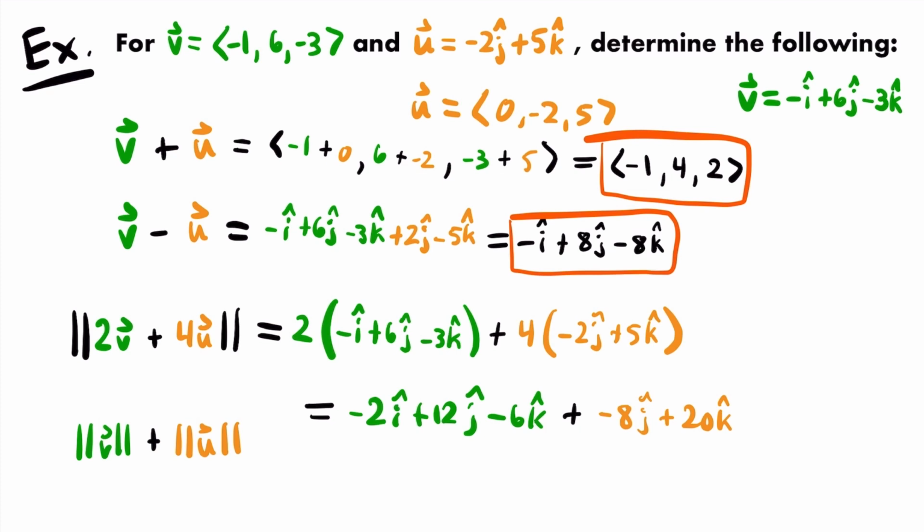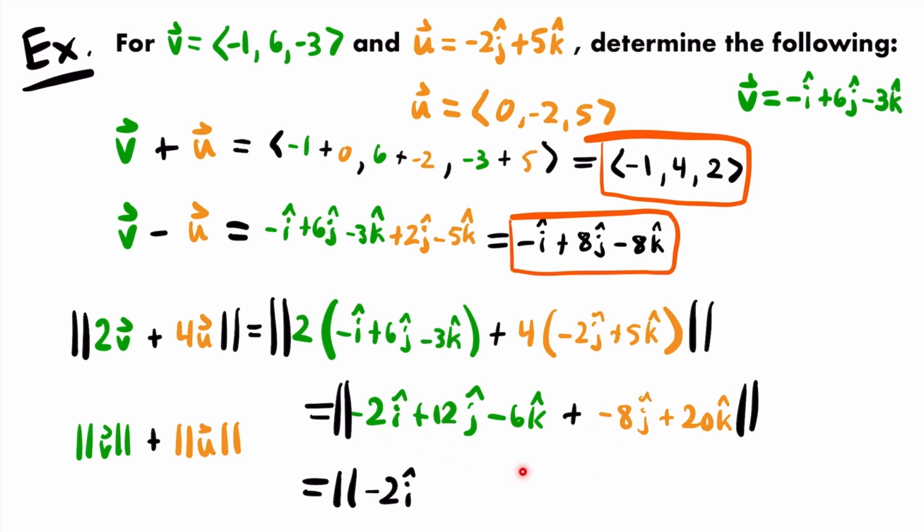Okay, so now we just need to add our like components, and I just realized that I forgot to write our magnitude bars, right? We need to take the magnitude of this vector. Don't forget that. That's an important part of this problem. But anyway, if we add our like terms, our i terms, j terms, and k terms, this will be equal to the magnitude of negative 2i, right? We don't have another i term, just this one.